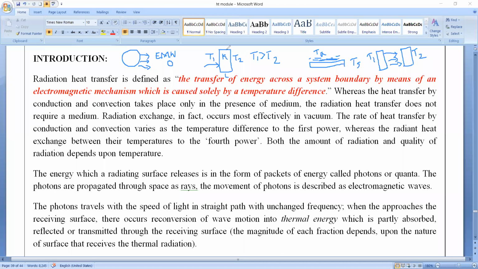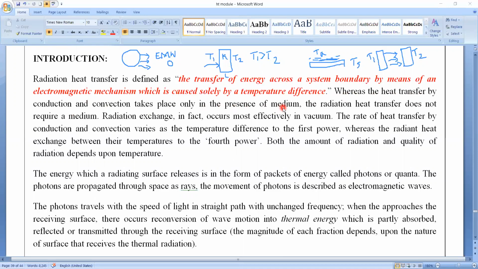So let's have the definition of radiation. Radiation heat transfer is defined as the transfer of energy across a system boundary by means of an electromagnetic mechanism, which is caused solely by the temperature difference. Remember students, whenever there is a temperature difference, the heat has to flow from the high temperature region to the low temperature region. If that heat is transferring in the form of electromagnetic waves, then that is termed as thermal radiation, whereas heat transfer by conduction and convection takes place only in the presence of a medium.